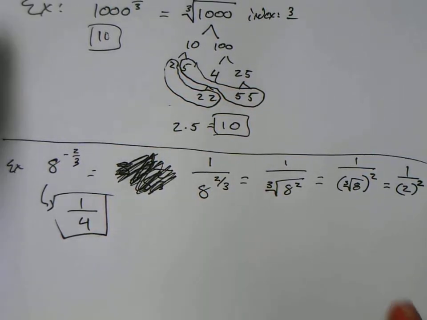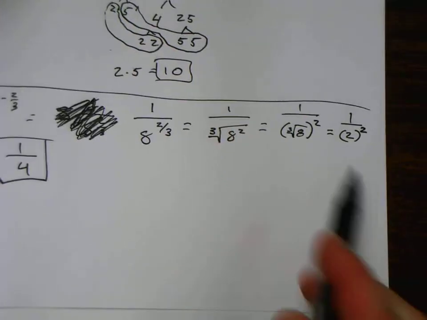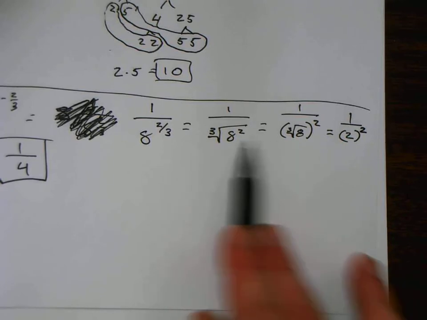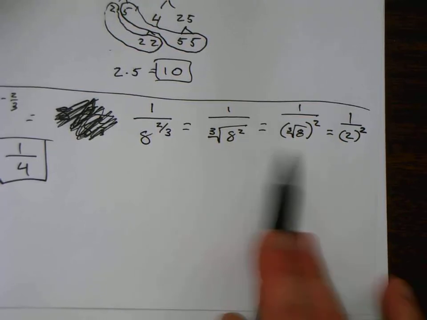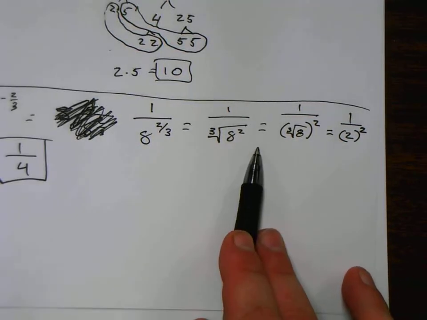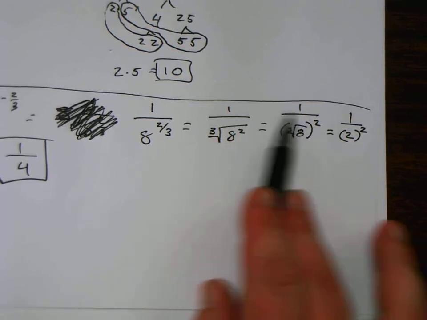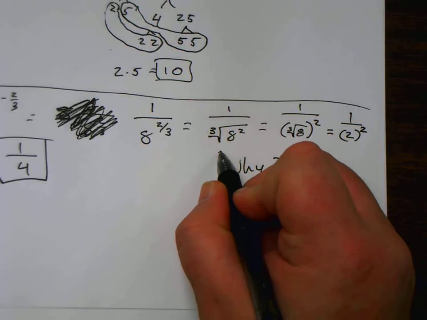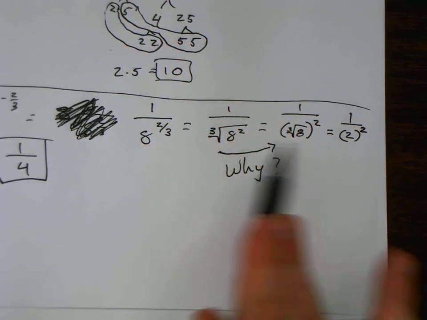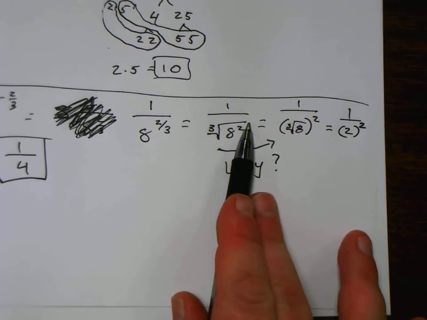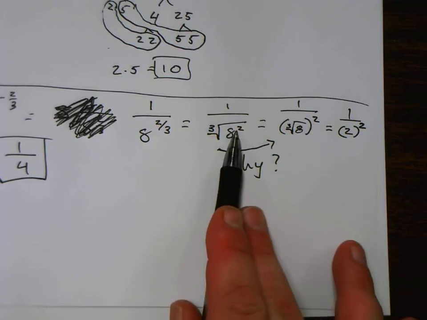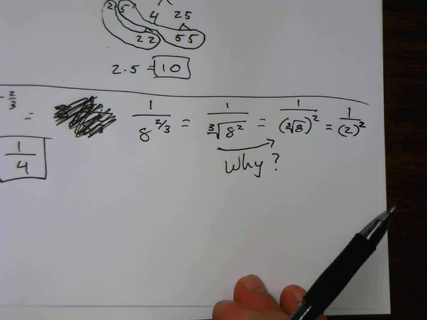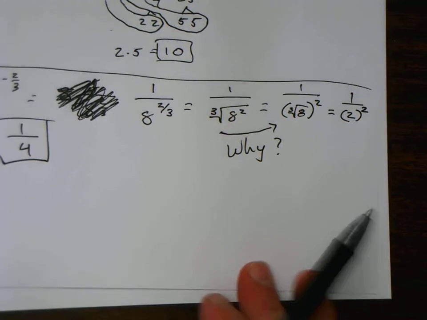And I want to explore this idea. This looks like Mr. Stevens is telling me some magic, and I don't want to do that to you. So let's take a look at this real quick. I want you to understand why I can go from here to here. Why does that work, where I could take this exponent and all of a sudden put it on the outside? The exponent started on the inside and all of a sudden it's on the outside. That's really weird. So let's explore that idea real quick.